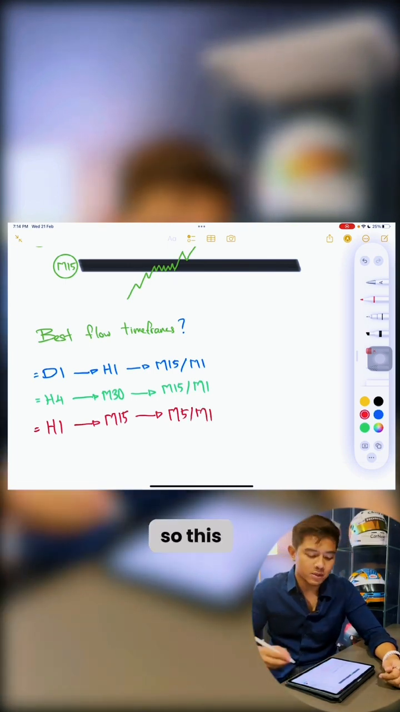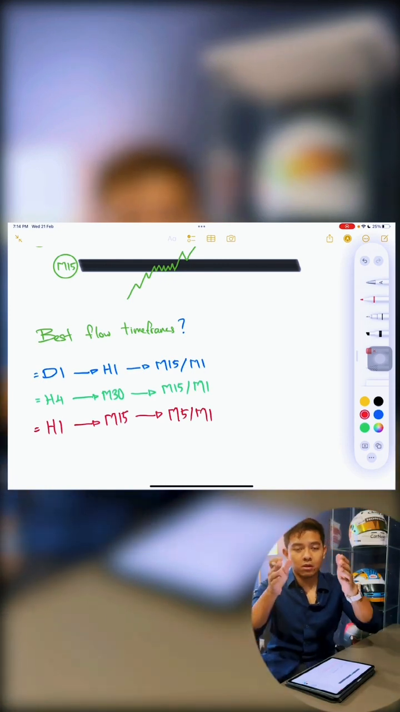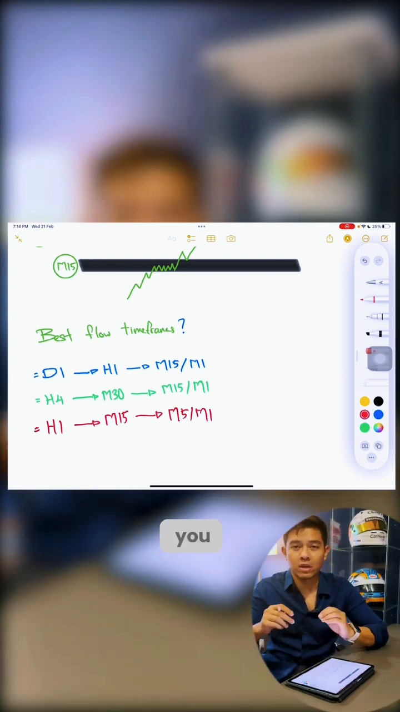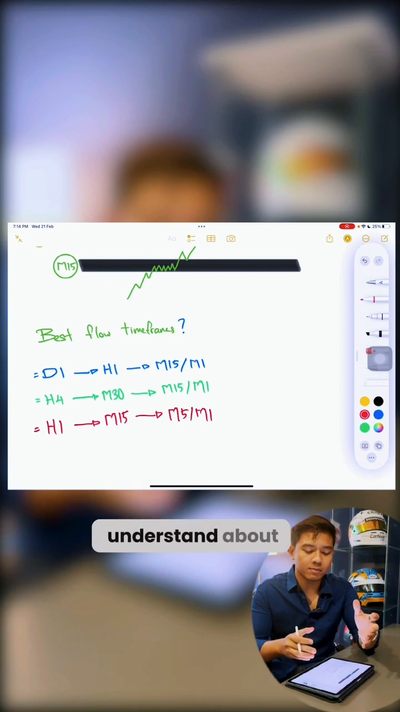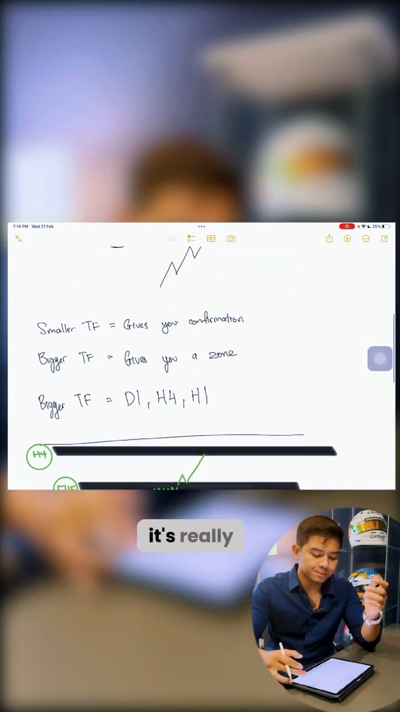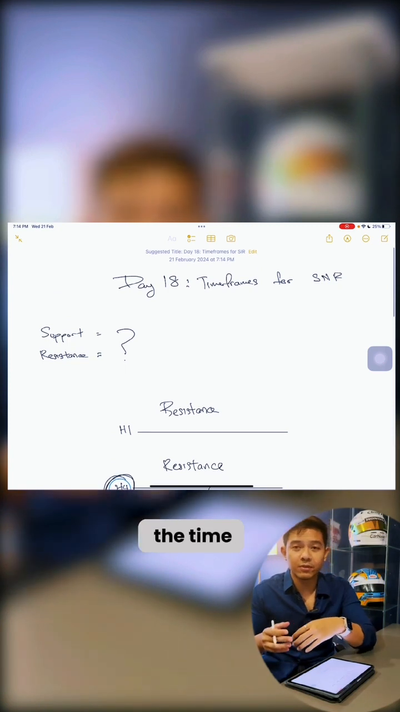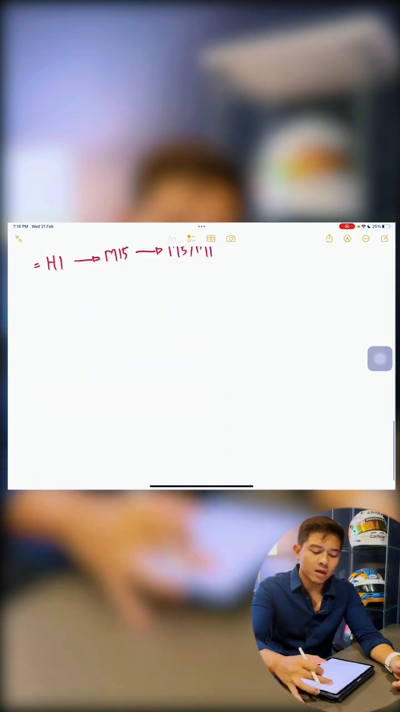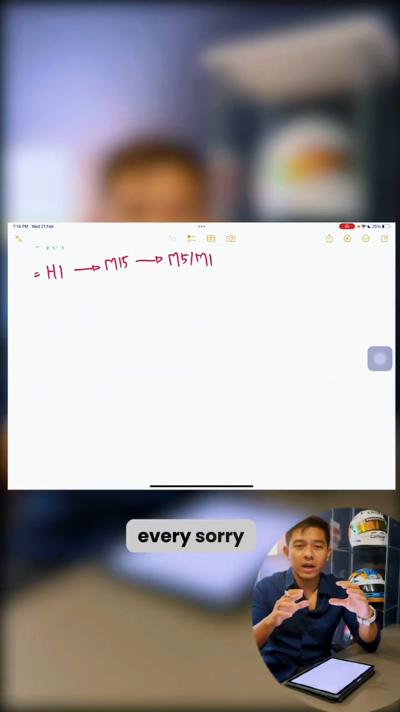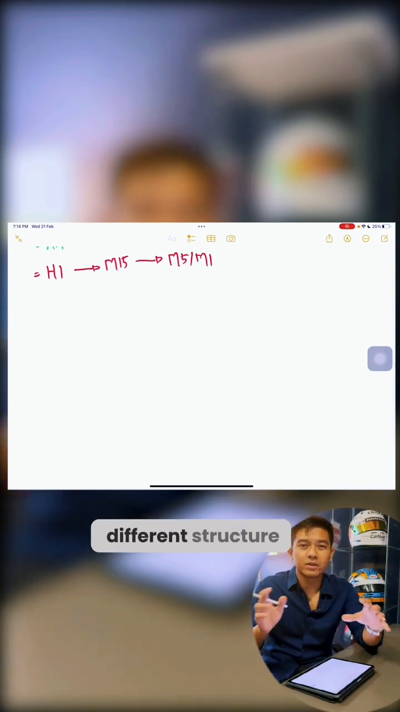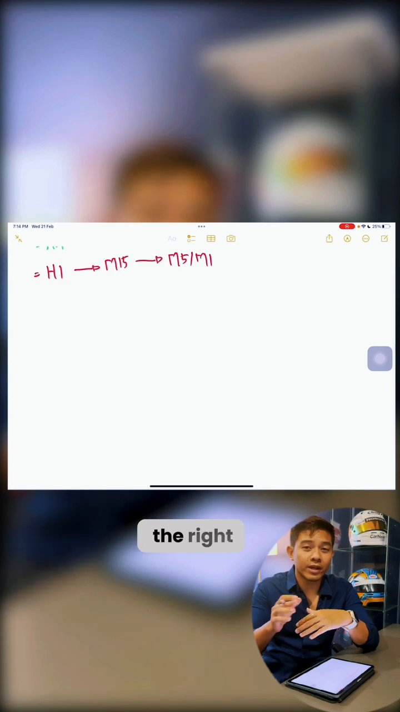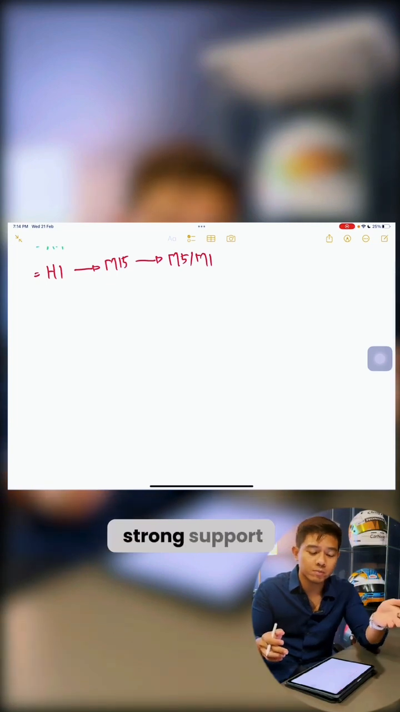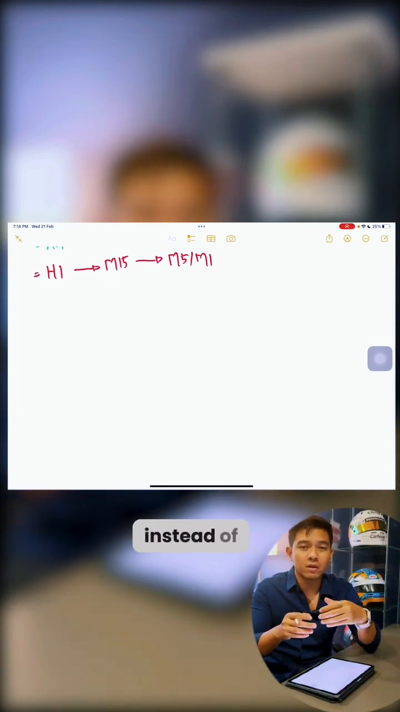It's that simple. So this is all the systematic flow. You need all of this. You need to know how to push yourself to use all these multiple time frames so that you can be very knowledgeable. So I hope you guys do understand this part. It's really important for you to understand the time frames on different SNRs. Every time frame will have a different SNR and a different structure. So you need to be using the right time frames to look for your big zones, to look for your strong resistance or your strong support. You need to be using the bigger time frames instead of the smaller time frames.